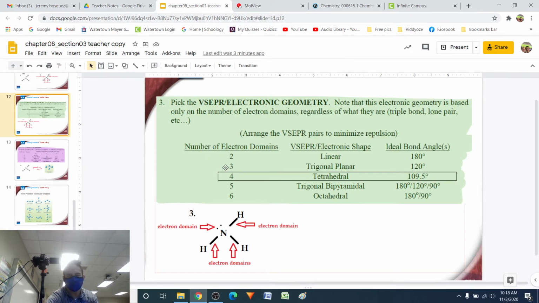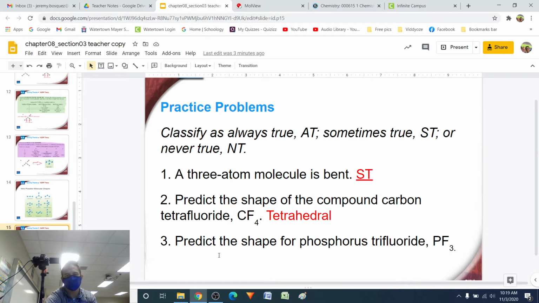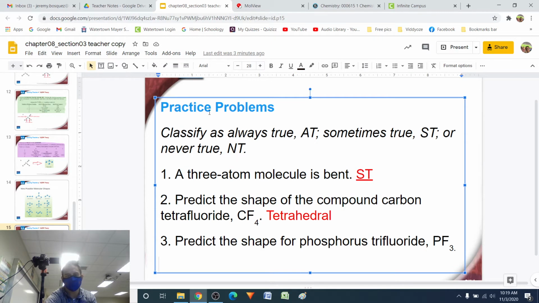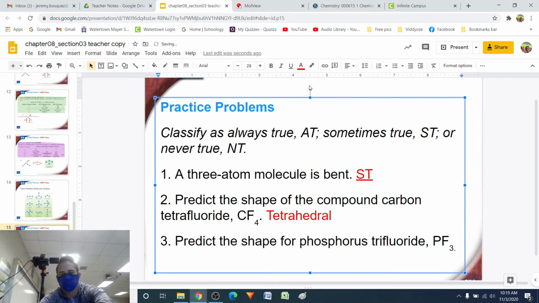So first off, we had 4 electron domains, so we're going to have a tetrahedral shape in terms of bond angles. But geometry, we have 4 electron domains. We had 1 lone pair on the atom. Therefore, this is going to give us a trigonal pyramidal shape. Okay, so that is the shape that we want to put down, trigonal pyramidal. All right, so there you go.